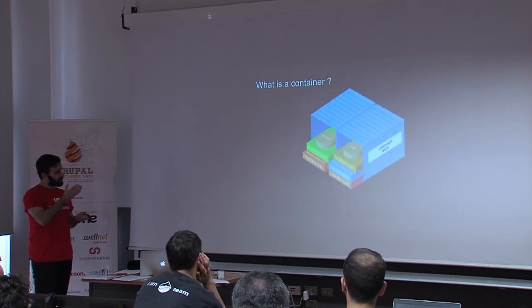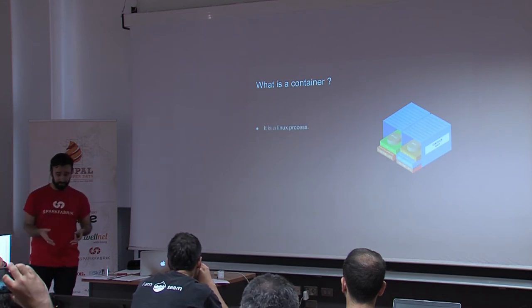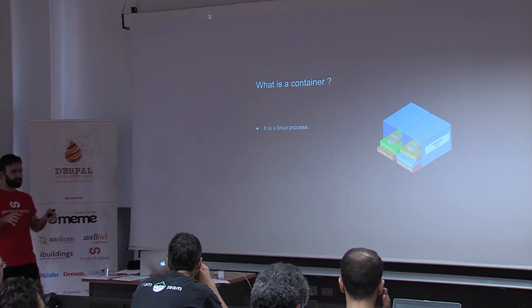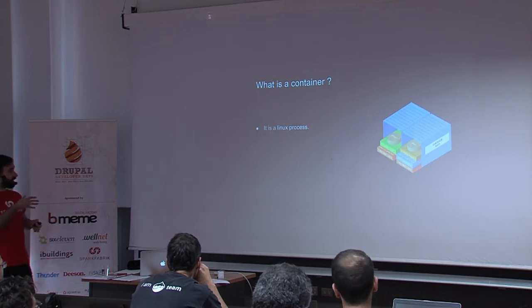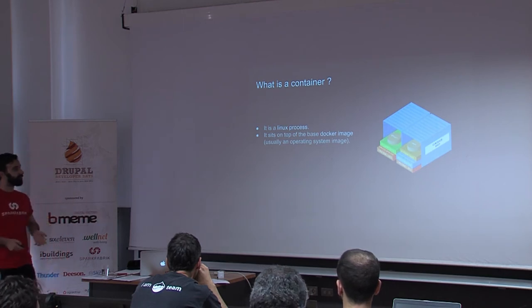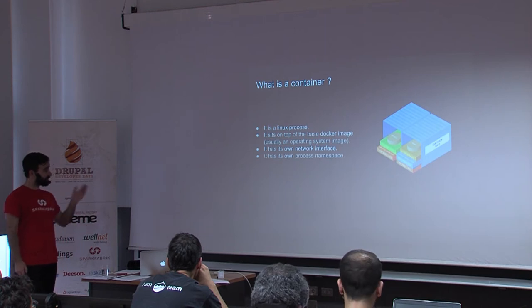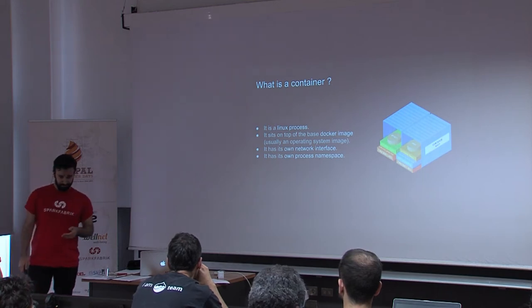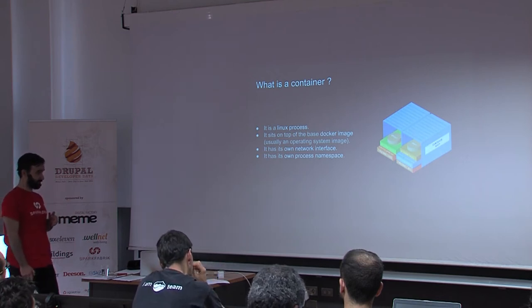What is a container? A container, as this image shows, is just, imagine, like a box, like an archive with your dependencies, your operating system, and your application inside. There's some metadata to describe how this container should work when it is instantiated. It's just a Linux process. It sits on top of a base Docker image, usually an operating system image, which can be Debian or Ubuntu or CentOS, whatever. It has its own network interface, and it has its own process namespace. This means that a container can't access other containers' resources, nor the host operating system resources.